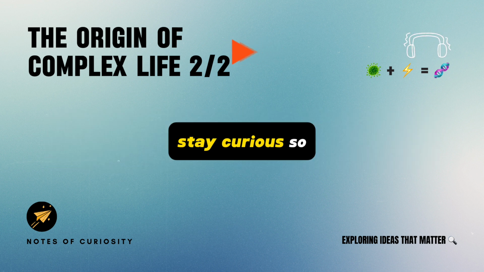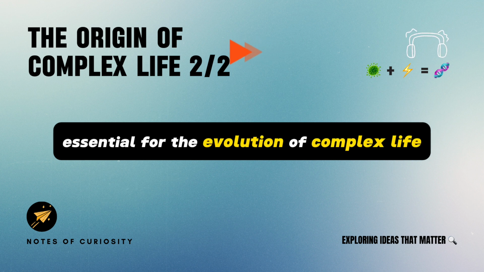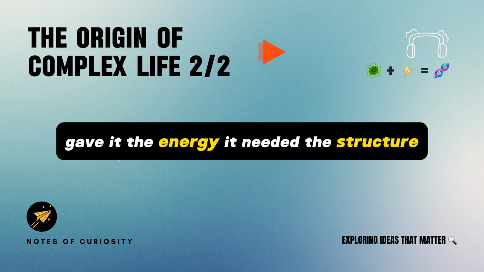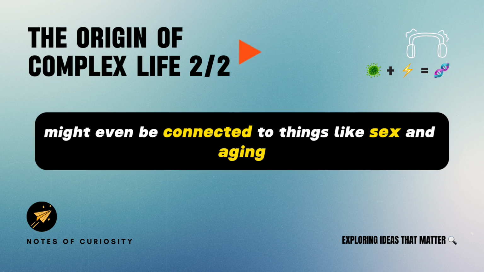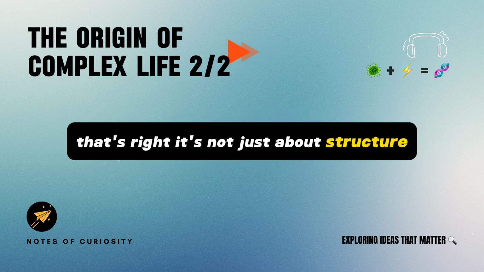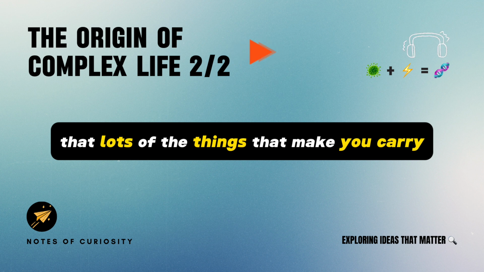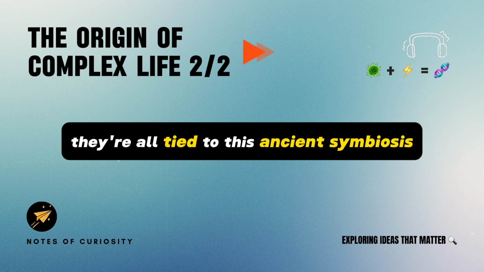Stay curious. So before we got sidetracked by mitochondria, we were talking about how they were essential for the evolution of complex life. Gave it the energy it needed, the structure. But you were saying it goes even deeper than that, mitochondria might even be connected to things like sex and aging. That's right. It's not just about structure. The hydrogen hypothesis goes on to suggest that lots of the things that make eukaryotes unique, sex, aging, even death, they're all tied to this ancient symbiosis.